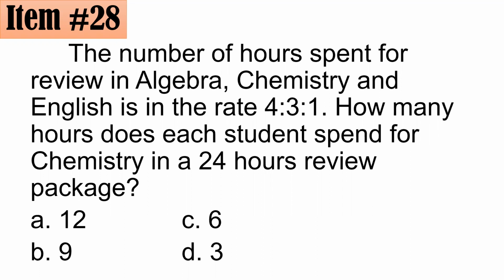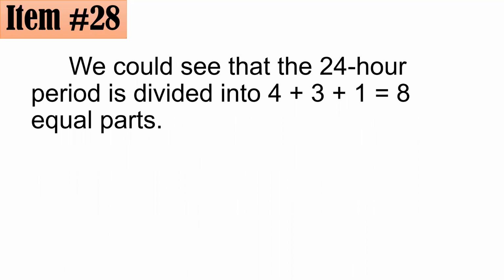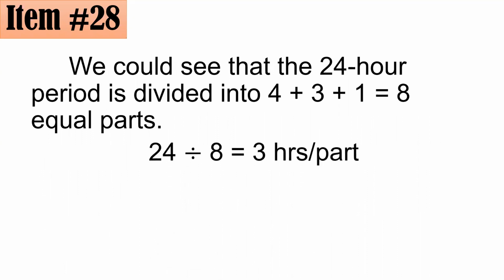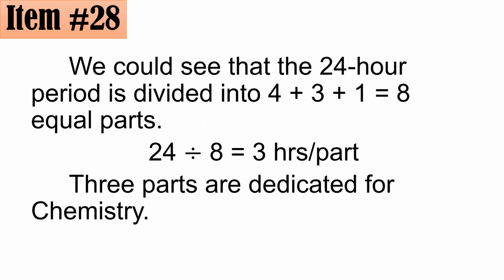We first note that the partitive numbers 4, 3, and 1 should be added because they correspond to the number of hours for algebra, chemistry, and English in a day. So when we add them, we get 4 plus 3 plus 1 equals 8, and dividing 24 by 8, we get k equal to 3, and then this 3 will be multiplied to the number 3 since it corresponds to that subject, sir.